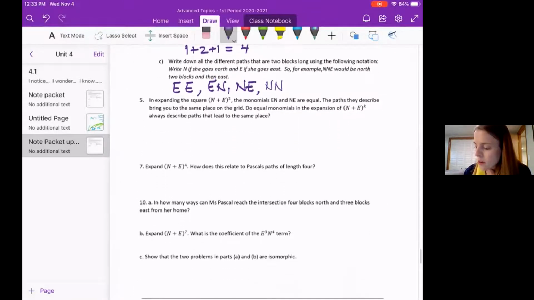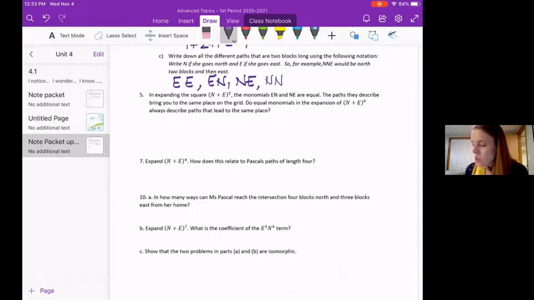All right, question number 5 says, in expanding the square (n plus e) squared, the monomials en and ne are equal. The paths they describe bring you to the same place on the grid. Do equal monomials in the expression of (n plus e) to the k always describe paths that lead you to the same place? So the answer to this is yes.